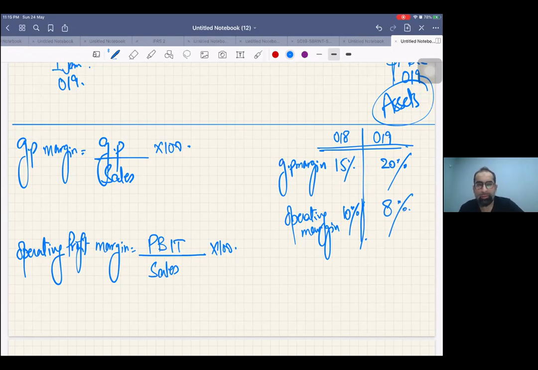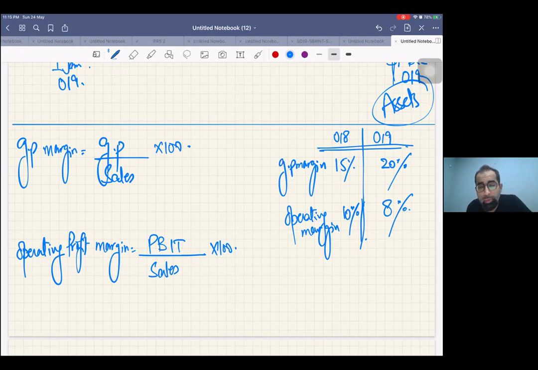Now, look at here. There is a very, very famous word, that is margin. Don't forget, margin means profit as a percentage on sales, right? So when you talk about GP margin, what is GP margin? Gross profit as a percentage of sales.